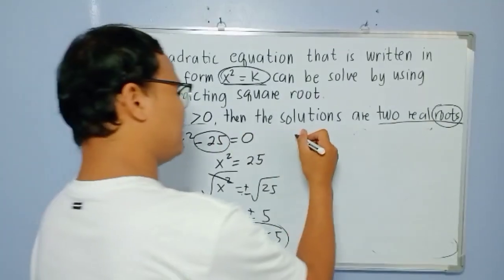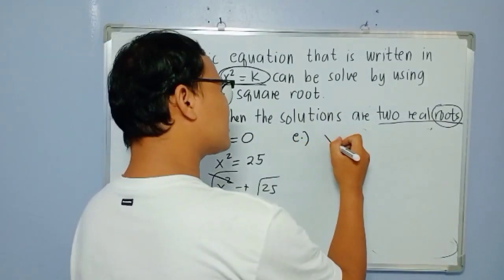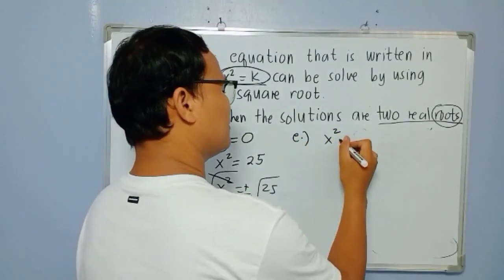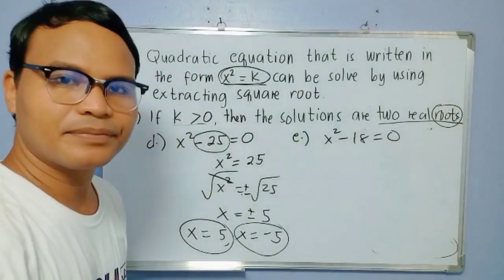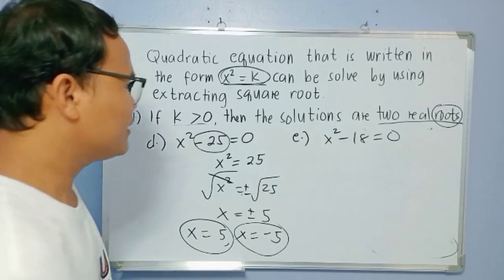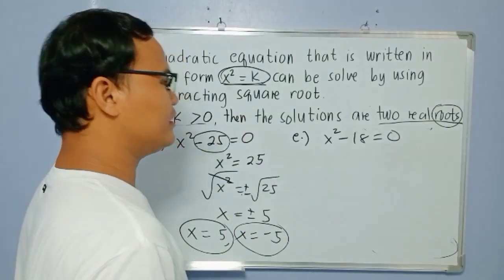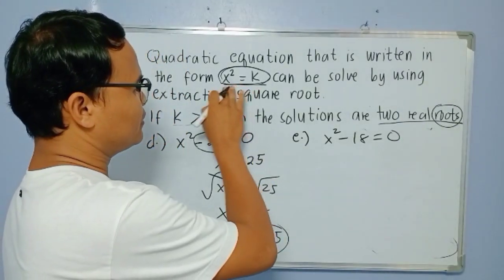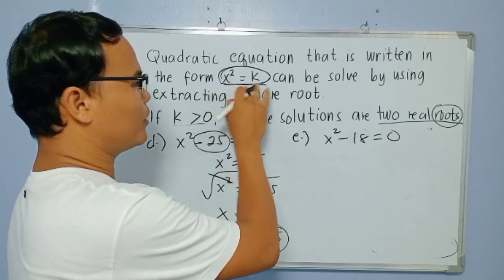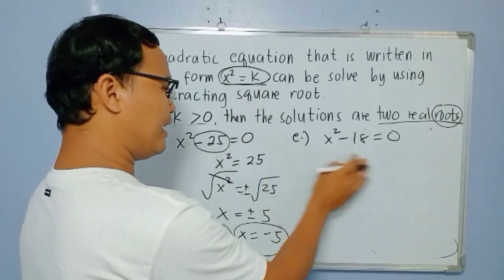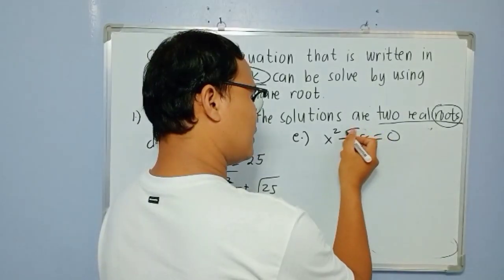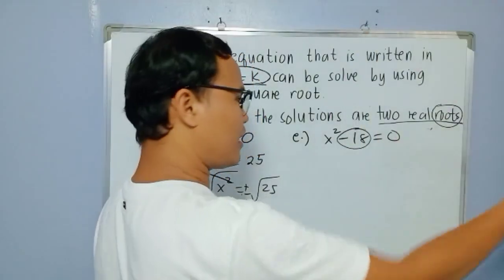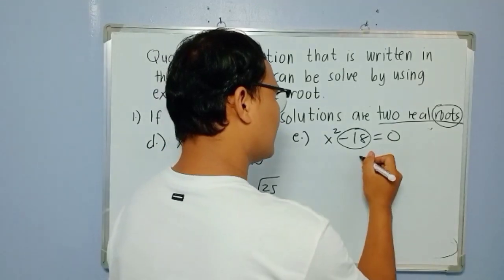Okay? Have another example. x squared minus 18 equals 0. So again, ang ideya dapat ganito ang form. So again, let us apply the idea of transpose. Let us transpose negative 18 to the right side of the equal sign.